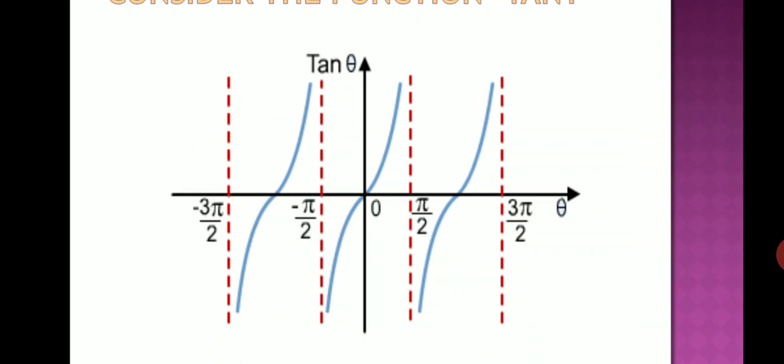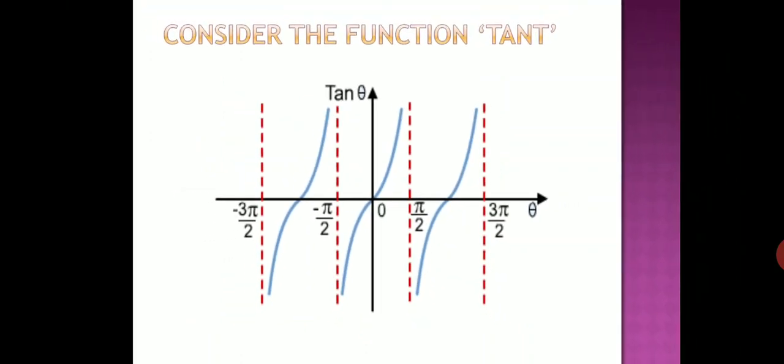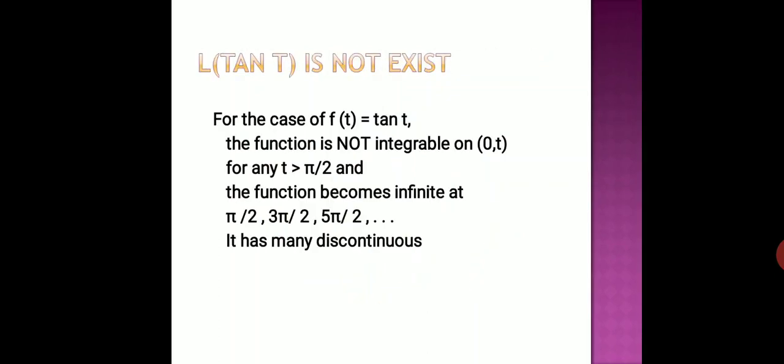But the dotted red lines at pi by 2, 3 pi by 2, minus pi by 2, minus 3 pi by 2, what is this? Here infinity is occurring. These are discontinuities at pi by 2, 3 pi by 2, 5 pi by 2, 7 pi by 2, 9 pi by 2, etc. Here in this tan t, the tangential curve of t, we have discontinuities. Therefore, the Laplace transform does not exist here.